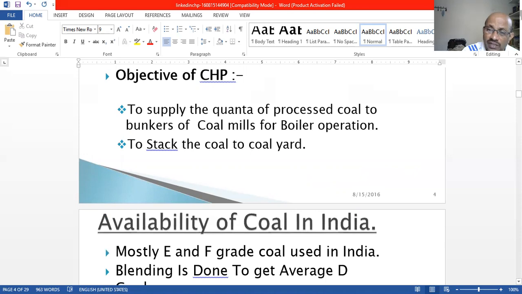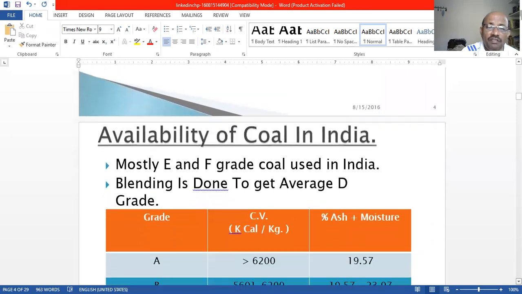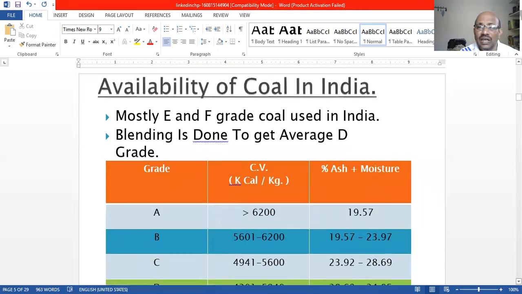Now we will see the availability of coal in India. Mostly E and F grade coals are used in India. We do blending to get an average D grade.